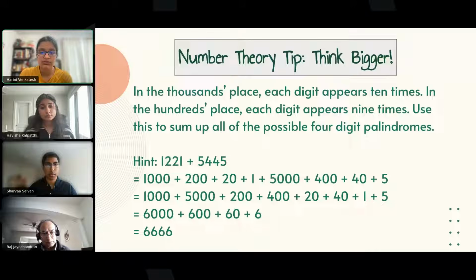As an intro to the way we're going to do that, if you were trying to sum 1,221 and 5,445, you could sum them directly, or you could break it up into each place. So you have the thousands places, which sum to 6,000, the hundreds places, which sum to 600, the tens places, which sum to 60, and the ones places, which sum to 6.